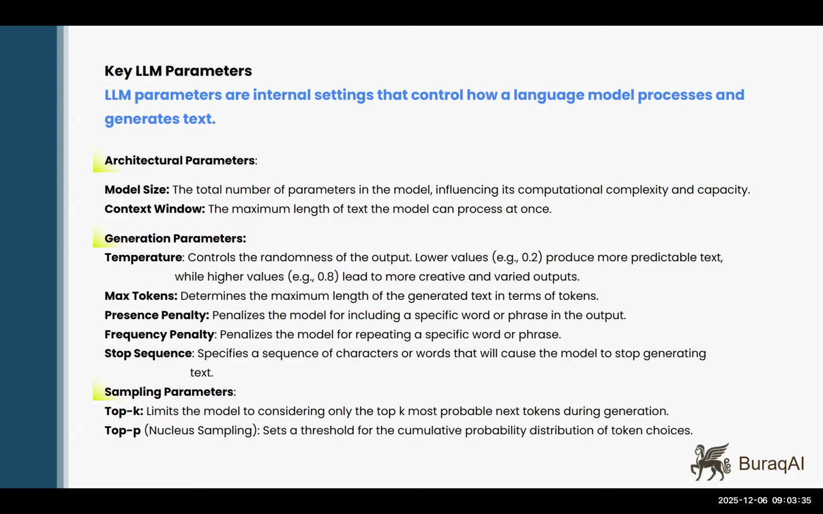So basically, the bigger the size of the parameters, the more complex it is for the model to respond because it has to do so many computations. The total number of parameters in the model influences its computational complexity and capacity. So basically, when you ask a question, how many computations it does before it gives you an answer. So that is the model size, its parameters.